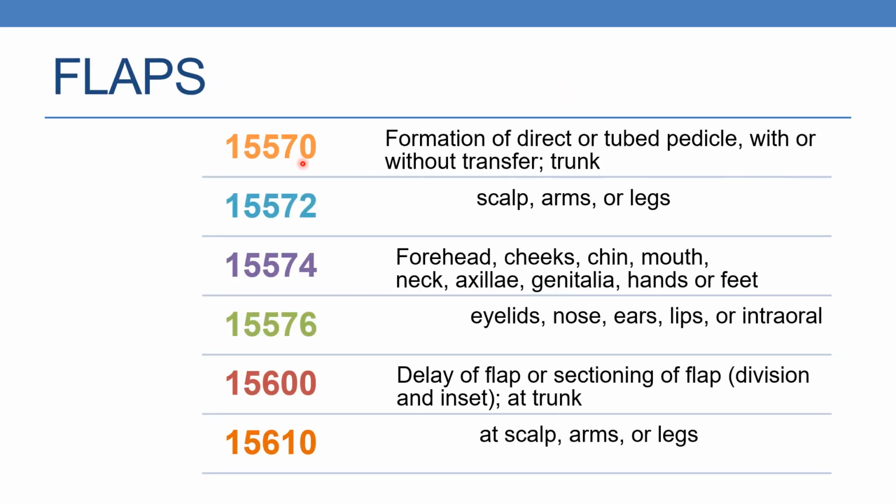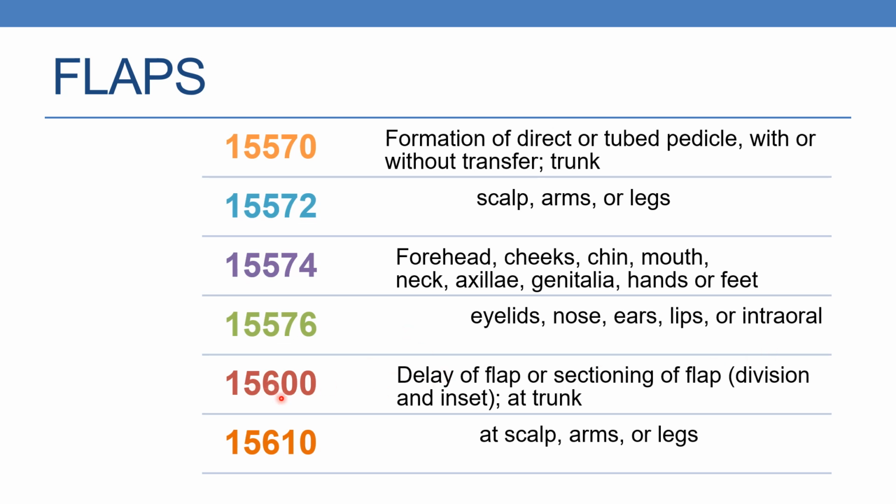Now coming to the various CPTs. The first CPT is 15570, formation of direct or tubed pedicle with or without transfer, area trunk. The next is 15572, formation of direct or tubed pedicle with or without transfer, area scalp, arms or legs. The next is 15574. It deals with the anatomical regions forehead, cheeks, chin, mouth, neck, axilla, genitalia, hands and feet. The next is 15576. It deals with eyelids, nose, ears or intraoral.